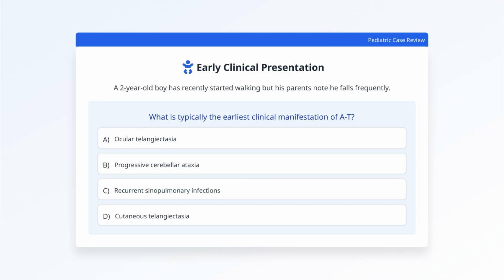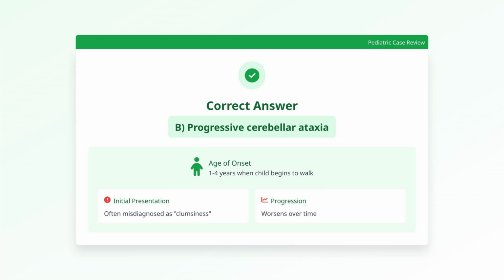A 2-year-old boy has recently started walking, but his parents note he falls frequently. What is typically the earliest clinical manifestation of Ataxia telangiectasia? A. Ocular telangiectasia. B. Progressive cerebellar ataxia. C. Recurrent sinopulmonary infections. D. Cutaneous telangiectasia. The correct answer is B.